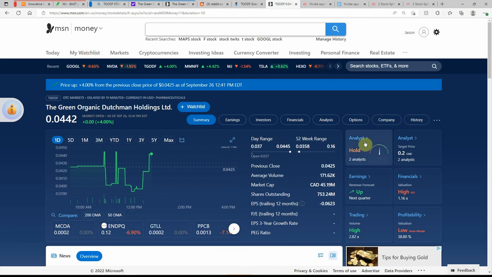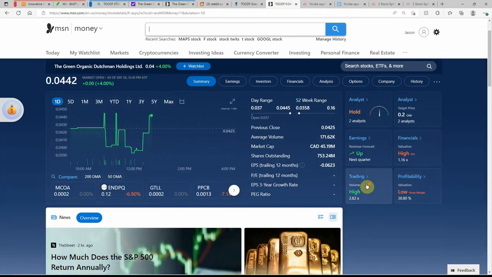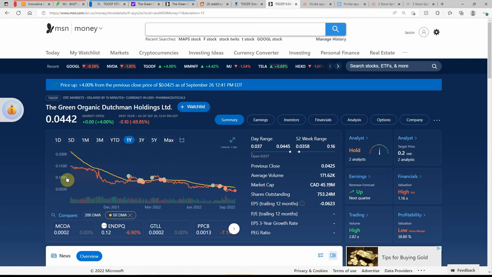Over here on MSN Money, currently showing this one as a hold with an upside to, must be, 20 cents. Earnings are up, financials are high, trading high. So, I mean, there's always a lot of people talking about this one. The stock price just hasn't done much. It's down just like everything else in this sector. So, that's all that I have on this one.